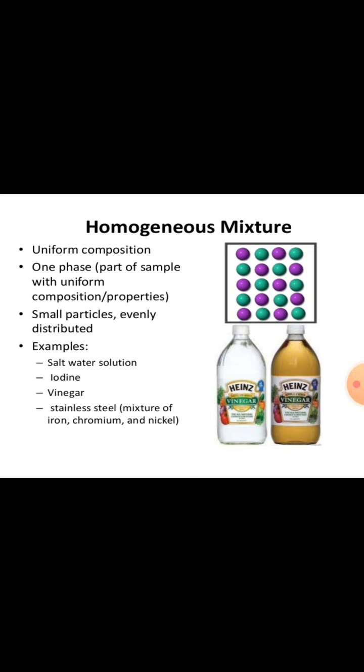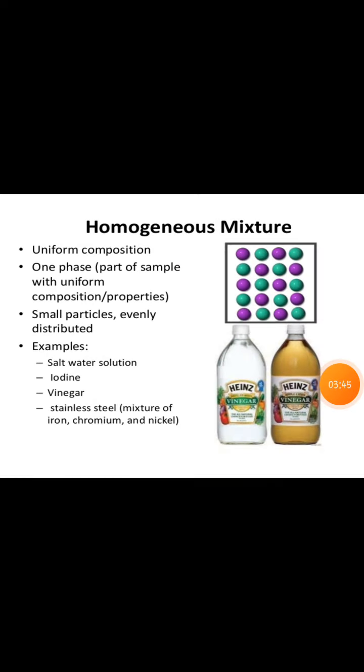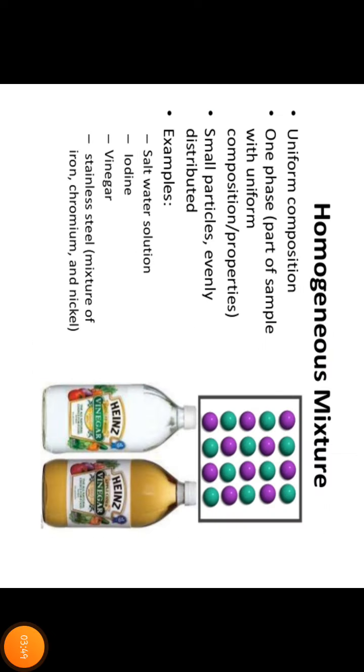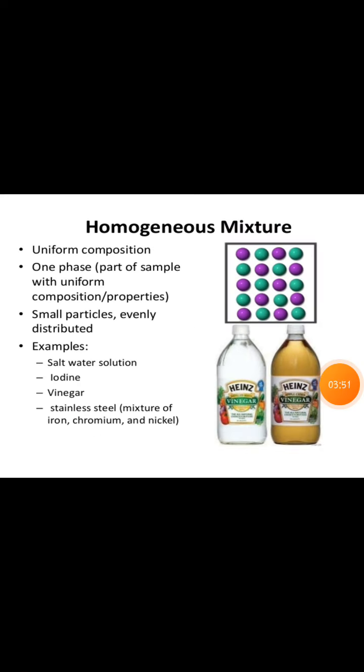So we can say that there is a uniform composition of the particles in a homogeneous mixture, and the particle size of the homogeneous mixture is very small. We cannot see and we cannot separate the particles. The particles are evenly distributed throughout the mixture.